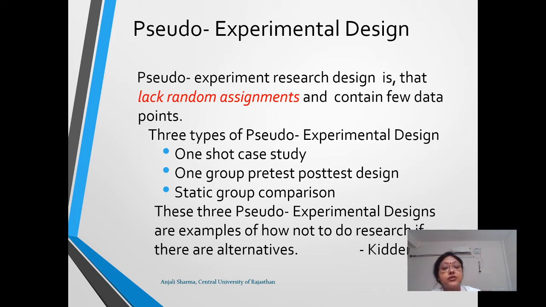But you see, Kidder has explained that these three pseudo experimental designs are examples of how not to do research. So if there are alternatives, do not choose the pseudo experimental design. But if you are doing research in a very hurry, and if your other alternative is not available to you, then you can use this pseudo experimental design also.